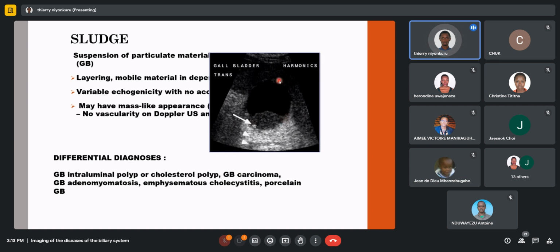You can see this anechoic content, which is the bile, and we have this biliary sludge. As you can see, it is not adhering to the gallbladder wall, and it is showing posterior enhancement, which is in favor of biliary sludge or tumefactive biliary sludge. And on Doppler interrogation, it should show negative Doppler flow.